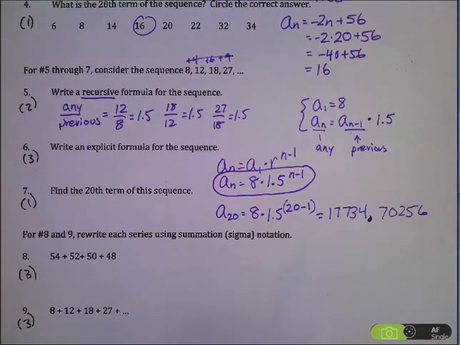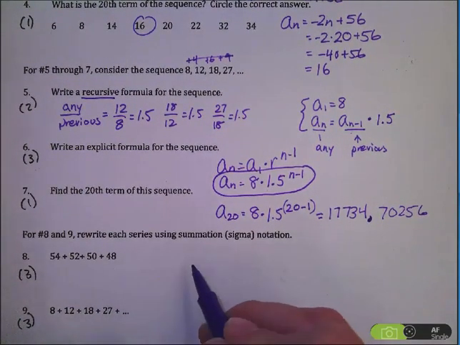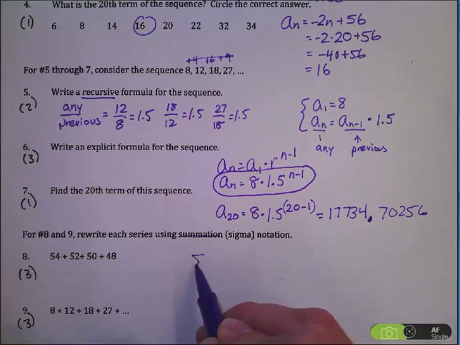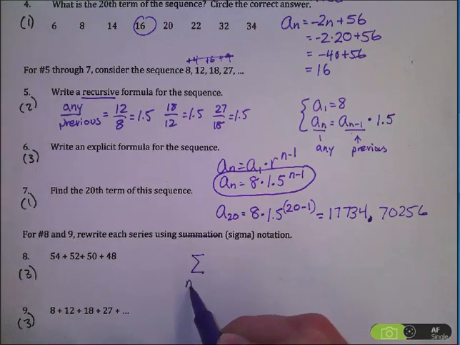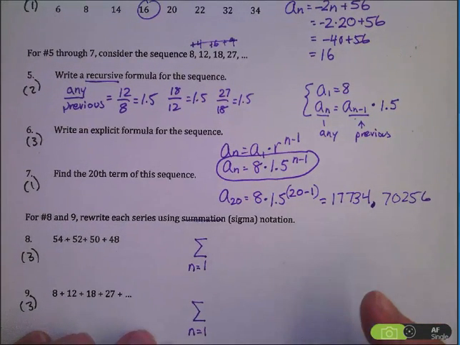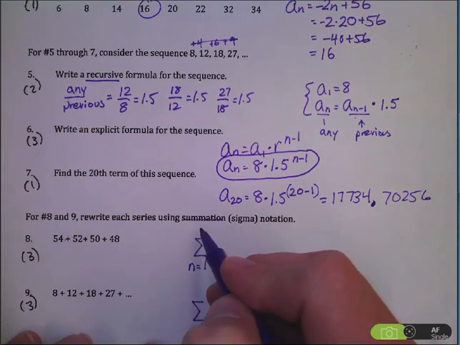It's actually a series because we're adding this group of numbers together. Summation notation means we're going to use the Greek letter sigma. You can always start with n equals 1 on the bottom. So anytime it says rewrite the series, you can start with n equals 1 for this unit. The number of terms you're adding together goes on the top.